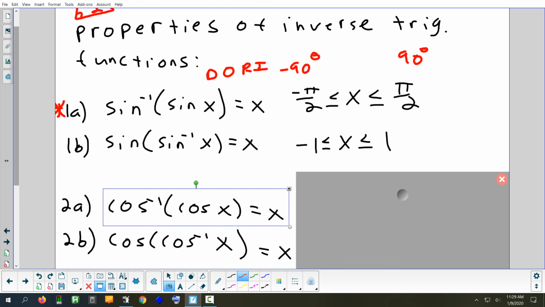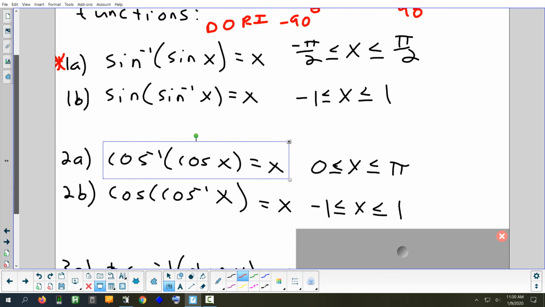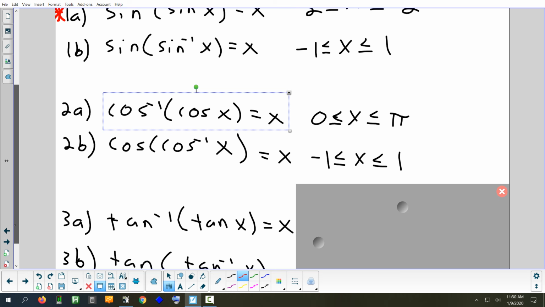What's the domain of cosine? What did we restrict it to? That's the range of the original. I want the domain of the original, not the range of the original. This is where we had to limit left and right. Yep, 0 to pi. Now, the -1 to 1 that you said, that's the next one. That's the range.